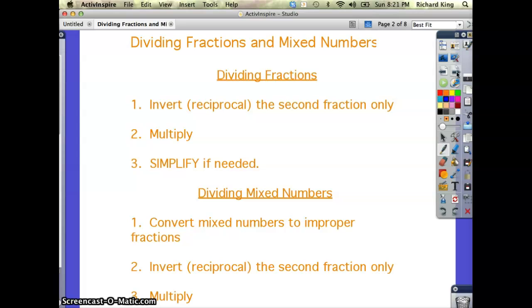Dividing mixed numbers, you're going to convert mixed numbers to improper fractions. You're going to again invert the second fraction only and then multiply and then simplify if needed after that.